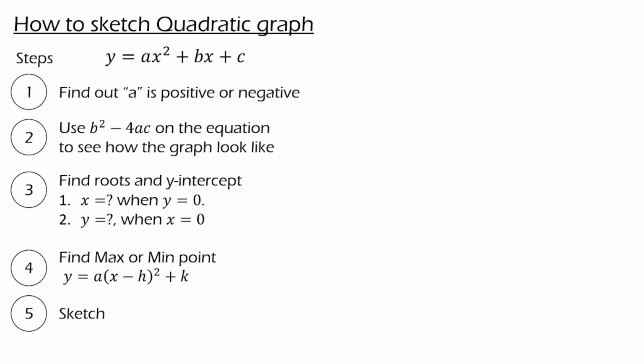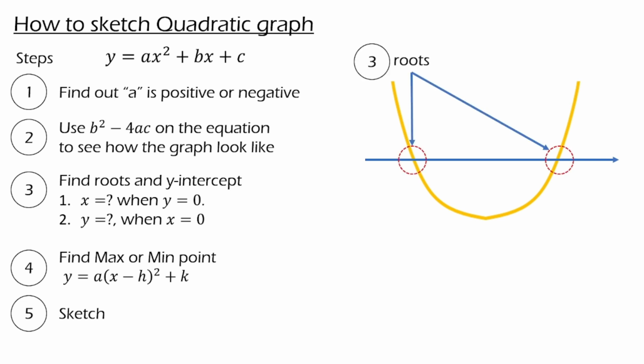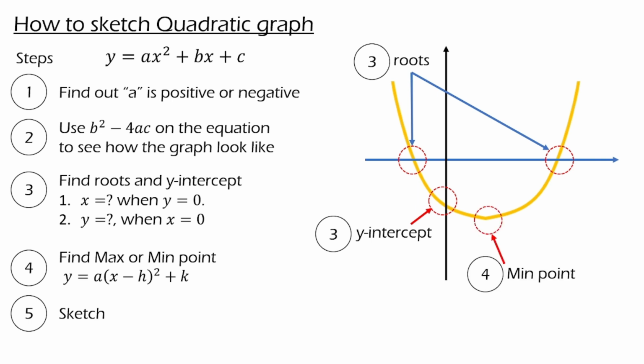For the third step, we are going to find the roots and the y-intercept. As you guys know, the roots are our x-coordinates when our y is equal to 0. The next one will be our y-intercept. Finally, for step 4, we are going to find our maximum or minimum point. In our case here, it's going to be the minimum point. These are all the steps that we are required to follow to sketch a quadratic graph.